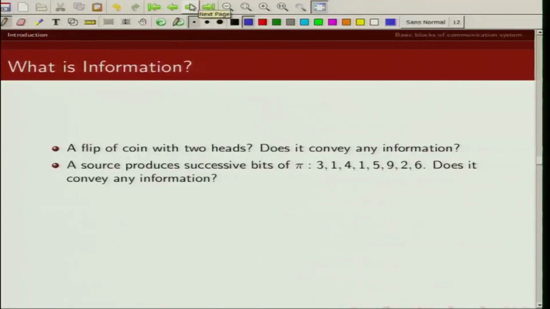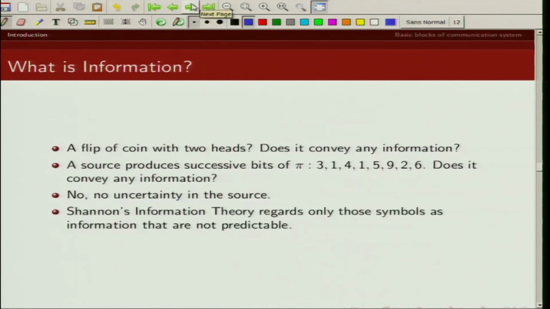Let us look at a source which produces these numbers: 3, 1, 4, 1, 5, 9, 2, 6. Does this convey information? In this case, these are basically the representation of the number pi, 3.1415926. So if I give you these numbers, I am giving you basically the representation of pi. So this again doesn't convey any information to you. Why doesn't it convey any information? Because there is no uncertainty in the source. The outcome of this experiment is known.